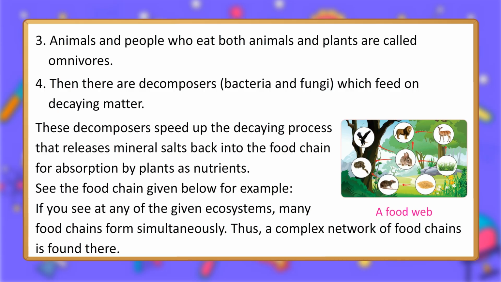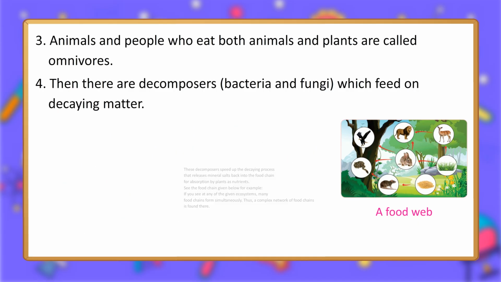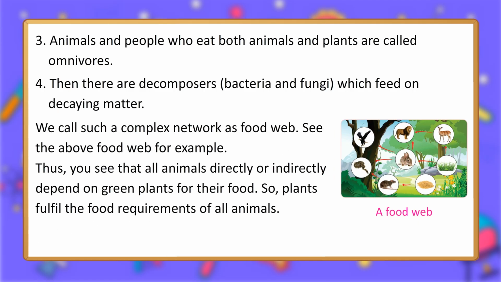For example, if you look at any of the given ecosystems, many food chains form simultaneously. Thus, a complex network of food chains is found there. We call such a complex network a food web. See the above food web, for example. Thus, you see that all animals directly or indirectly depend on green plants for their food. So, plants fulfill the food requirements of all animals.